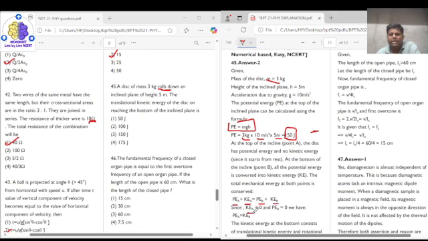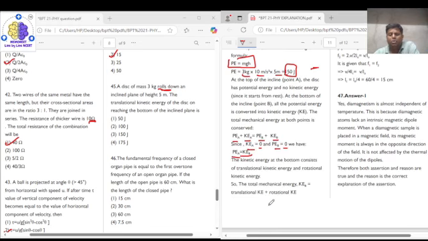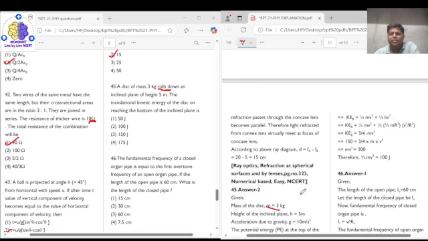Now kinetic energy at A is 0 because it is at rest. Potential energy at B is 0 because now it loses its height. So potential energy at A will be equal to kinetic energy at B. Potential energy at A is 150, but the kinetic energy at B will be your translatory kinetic energy plus rotational kinetic energy.